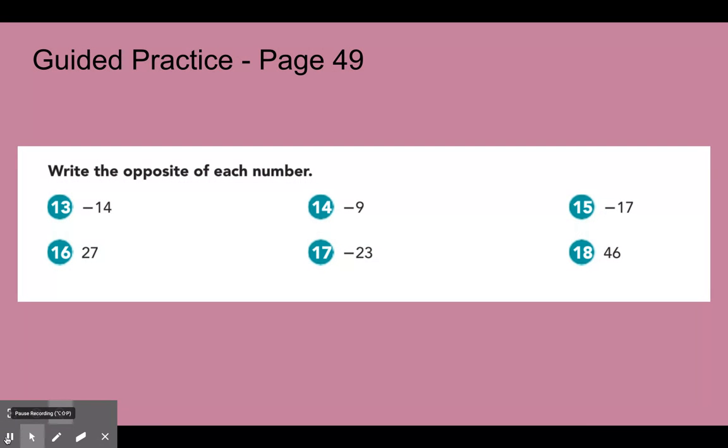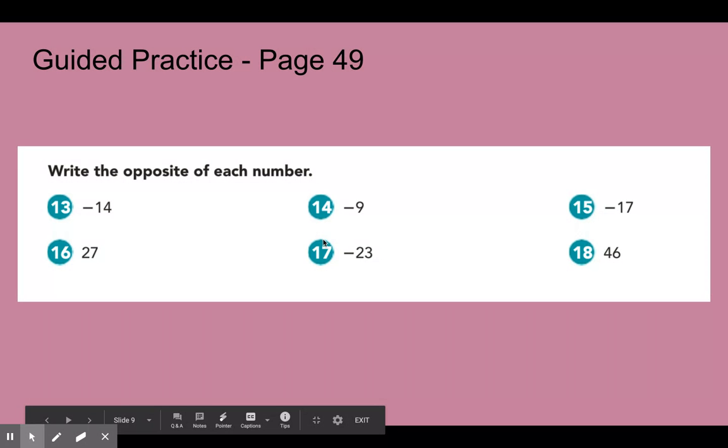Thinking about the fact that every number has an opposite, a number that looks just like it except for the sign on either side of 0, complete the guided practice on page 49 in your notebook. You're continuing down. Now you're just labeling it page 49 and doing numbers 13 through 18. Pause the video now.